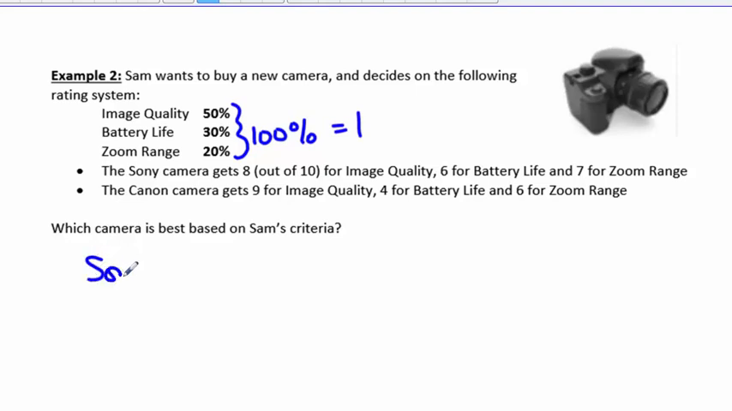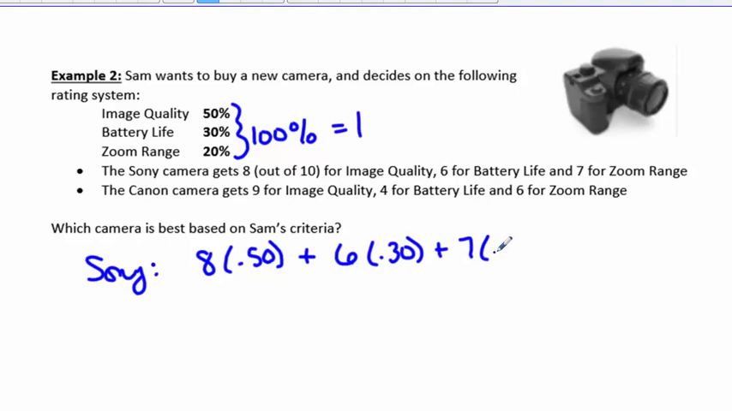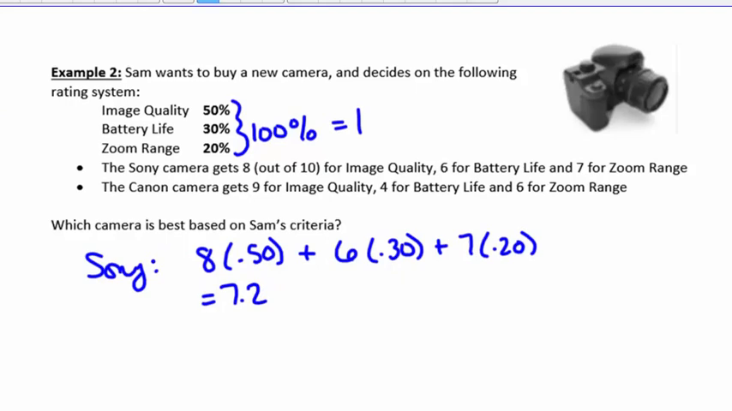So let's try the Sony. See what score this would get. The Sony is going to get an 8 out of 10 for image quality. That's worth 50%, 0.5. Plus, it's going to get a 6 out of 10 for battery life, 30%, so 0.3. Plus a 7 out of 10 for zoom range, so 20%, 0.2. If we add all of those up, the Sony gets a rating of 7.2 on Sam's rating system.